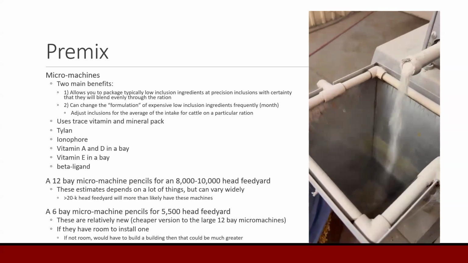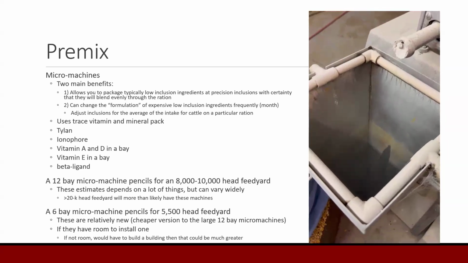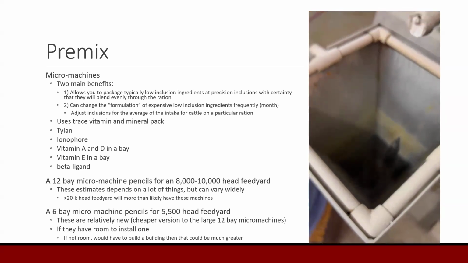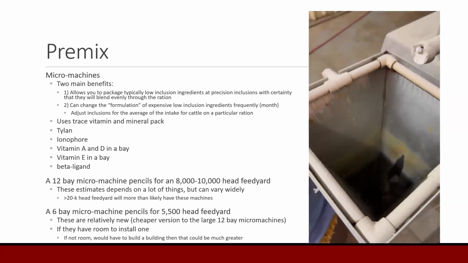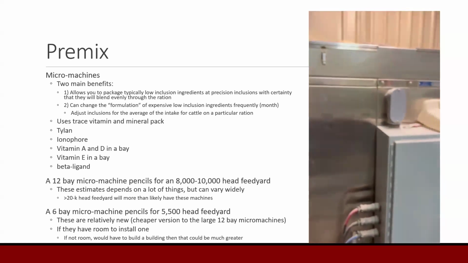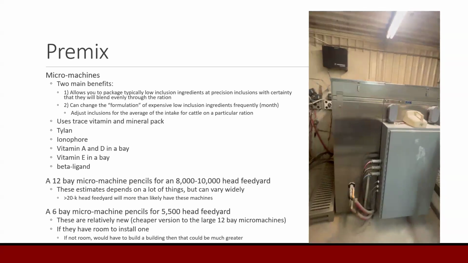Bays will sit on either side of this auger. It'll open one gate and dispense whatever is contained in that given bay. Then that auger will dispense into this chamber where it will be diluted into water, and then that water gets pumped out into either the stationary or whatever mixer wagon they're using. Does that make sense? Cool.